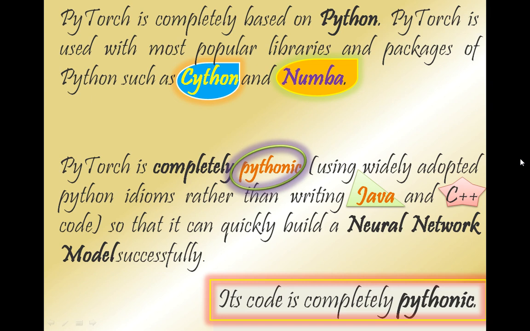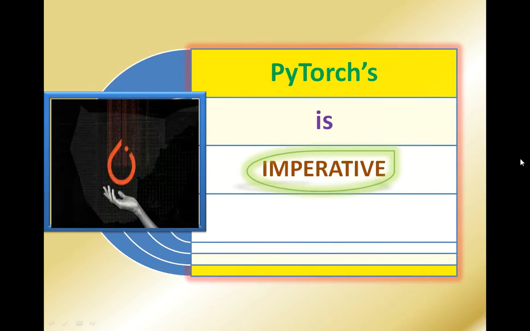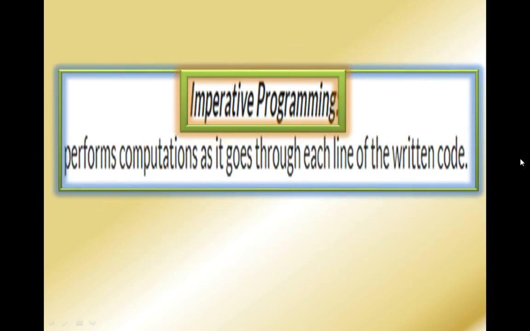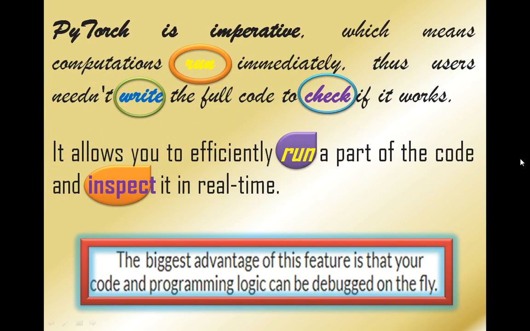Next is PyTorch is imperative. What is imperative programming? It performs computations as it goes through each line of the written code. PyTorch is imperative, which means computations run immediately, thus the user need not write the full code to check whether it is working or not. It allows you to efficiently run a part of the code and inspect it in real time. The advantage of this feature is that your code and programming logic can be debugged on the fly.